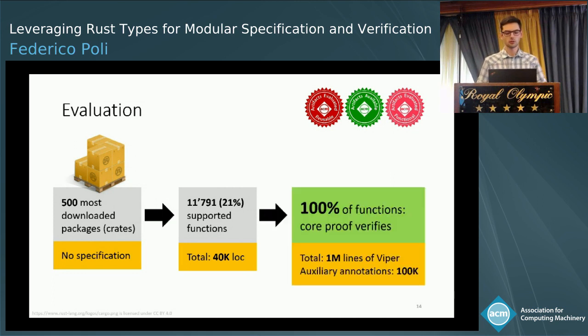We then ran Prusti on these functions, and in those cases of the functions that we encoded, the core proof that we produce actually verifies fine, as expected. And in total, our tool produces 1 million lines of Viper code from the original 40,000. And 10% of the produced lines of the proof are auxiliary annotations. And you can see that there are roughly 2 and something lines of annotations for each original line of Rust code.